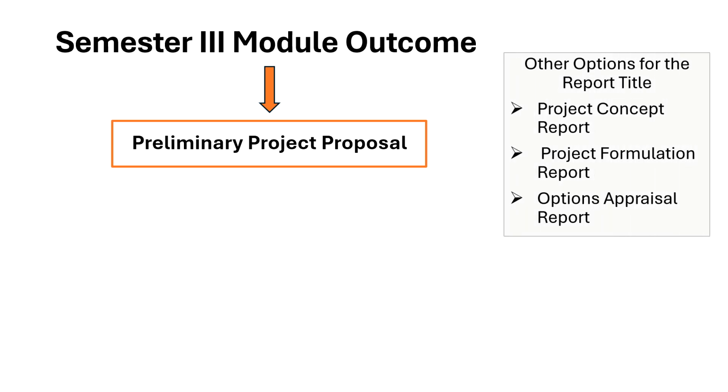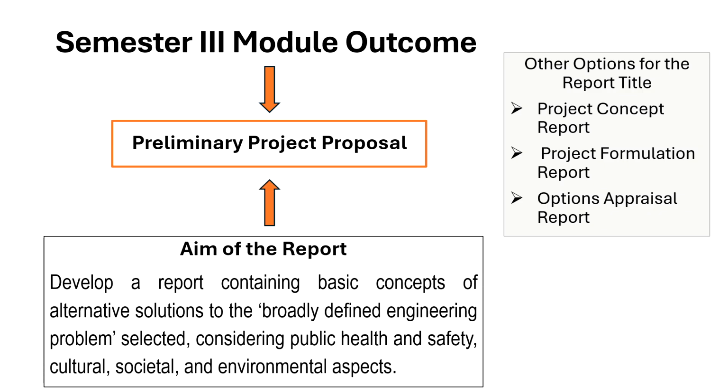So if you Google, you will find that there are similar names. There are many different names that we can call these reports, like project concept report, project formulation report, options appraisal report. So usually all of them are very similar. There could be very minor differences, but for this purpose, we will use the term preliminary project proposal.